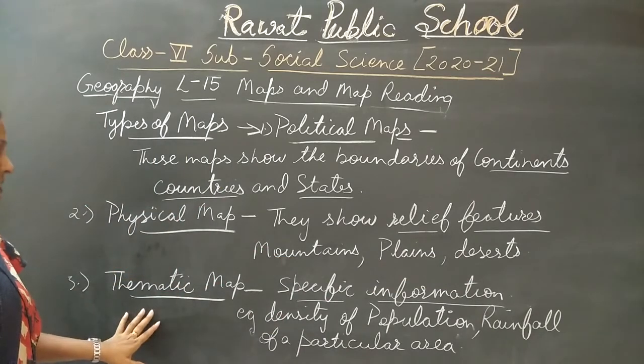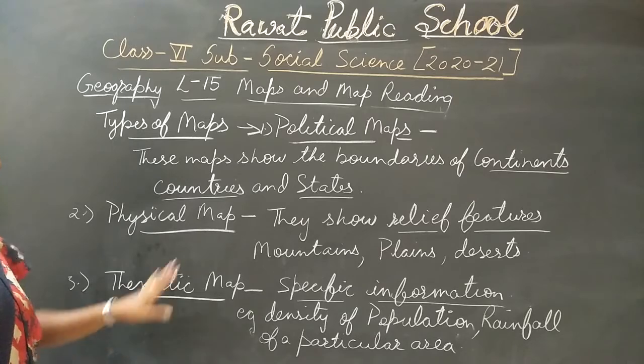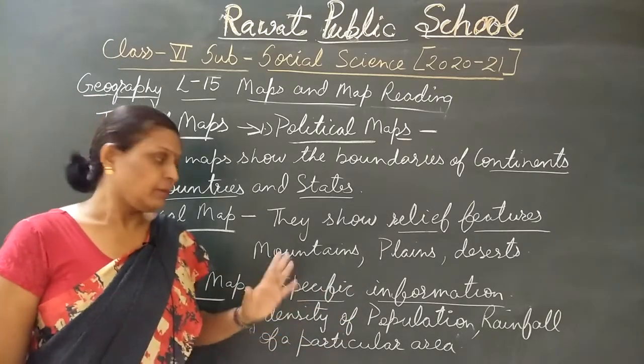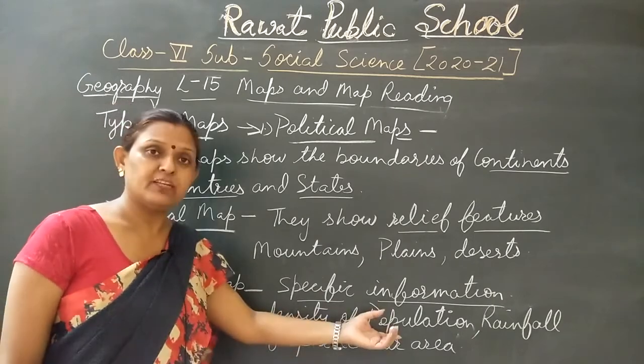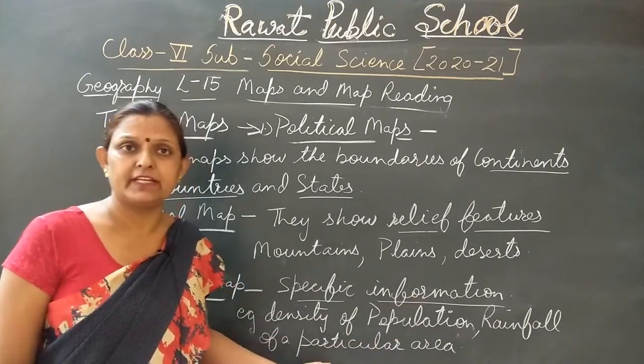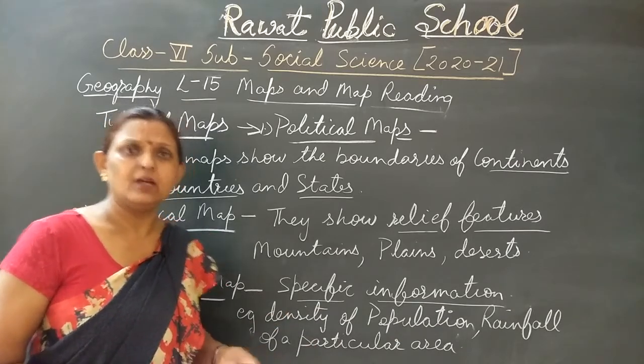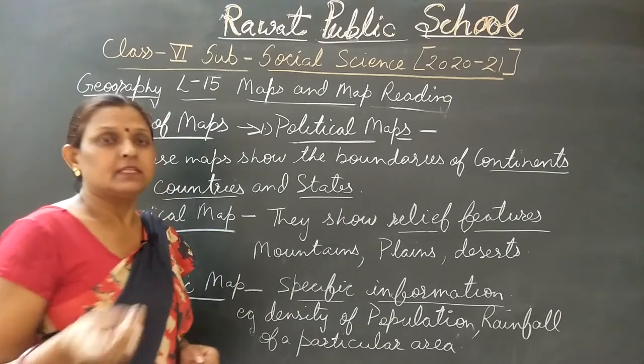Thematic maps give specific information about a particular thing, like the density of population, rainfall of a particular area, the crops, what different crops are grown in that area, or the minerals which are found in that area.